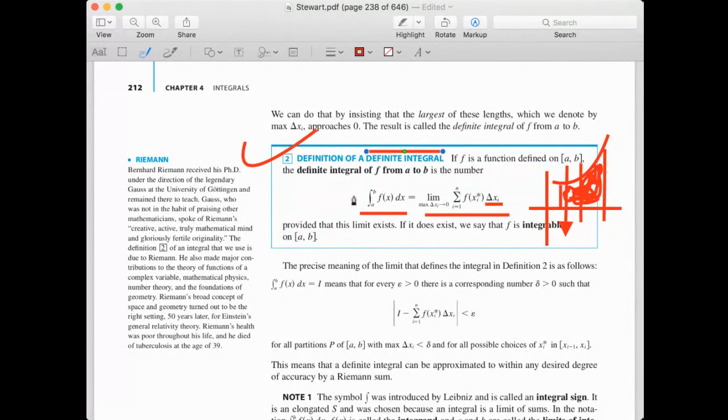Okay, this is the integral. The integral sign is an elongated S with a lower limit, an upper limit, and a dx. The function in the middle is someone's derivative. So f of x is someone's derivative function. You can think of it as capital F prime.